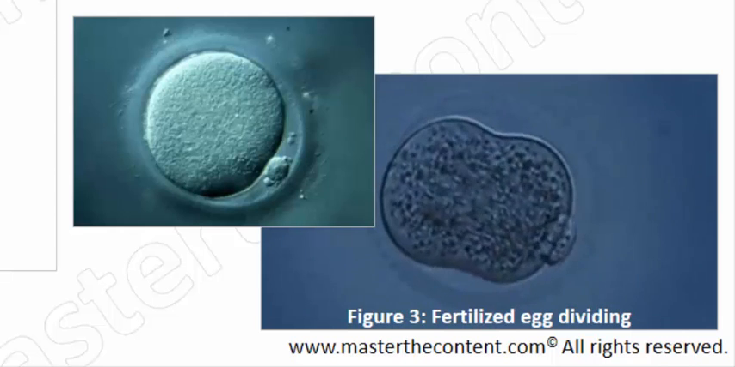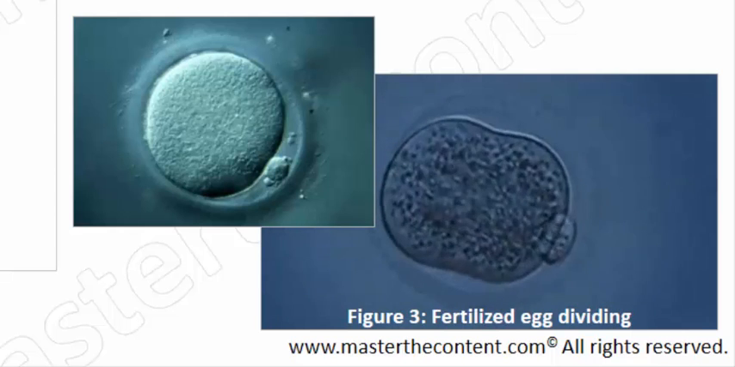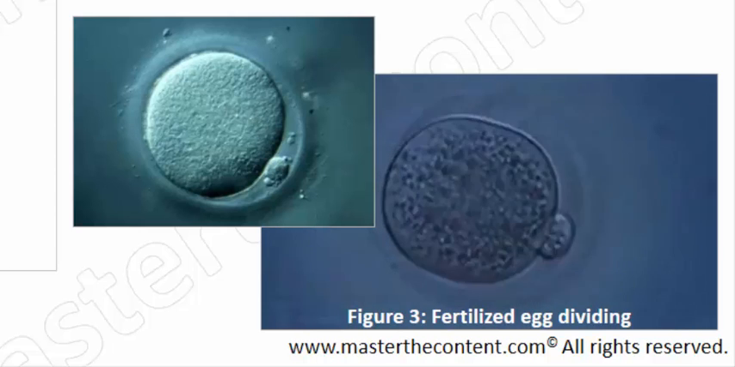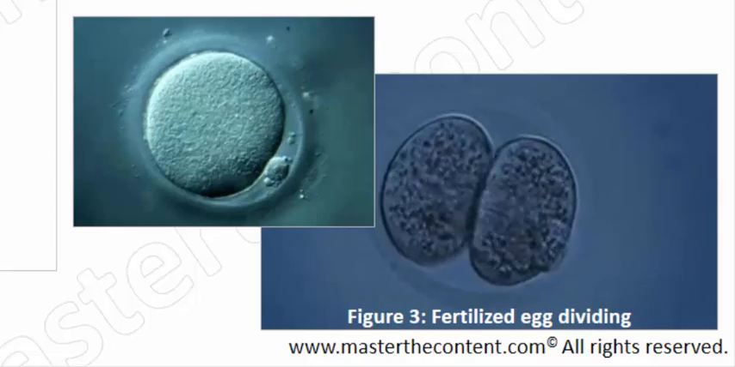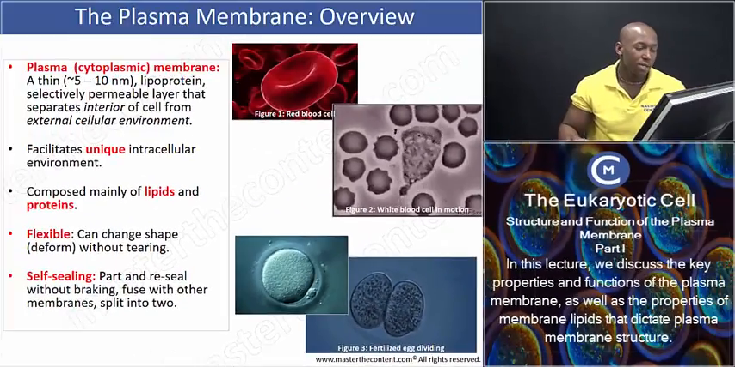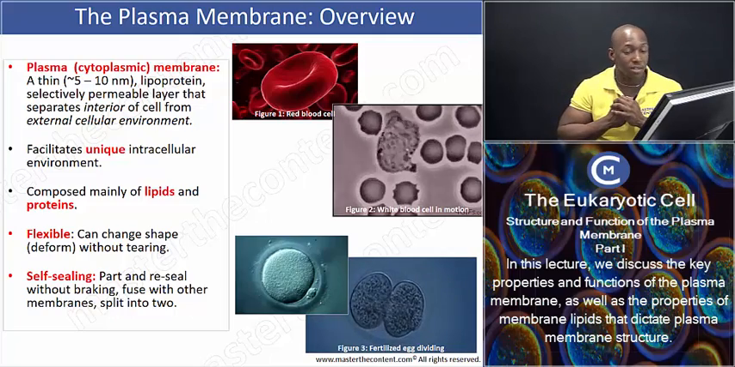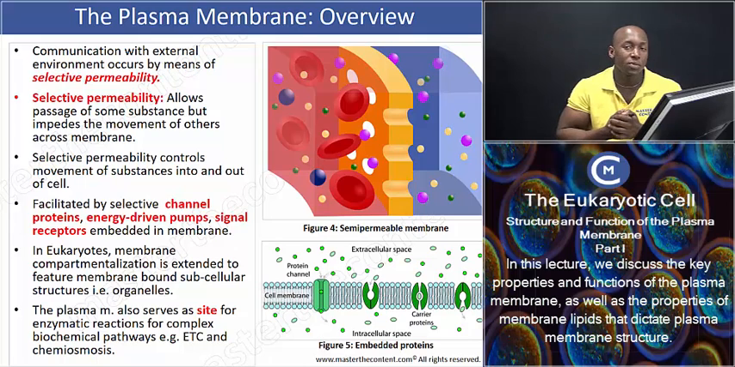So you can think of this as their ability to reseal themselves. They can break or split apart and reseal themselves without actually rupturing or causing loss of the cellular contents. Now, besides being pliable or flexible, and besides their self-sealing properties, plasma membranes are also what we call selectively permeable. And that's a property that we're going to examine in the next slide.